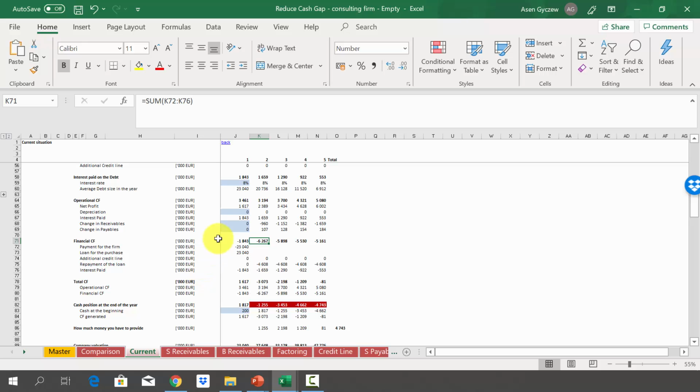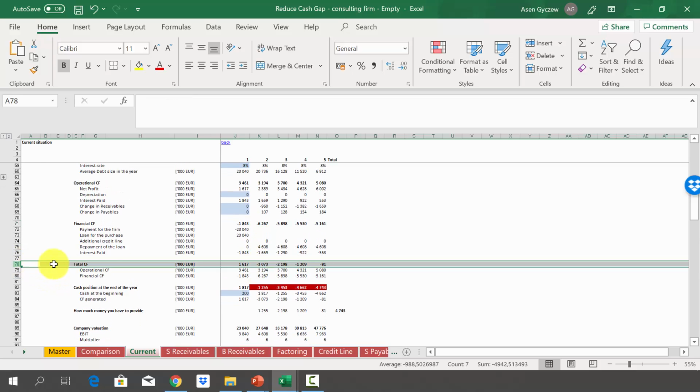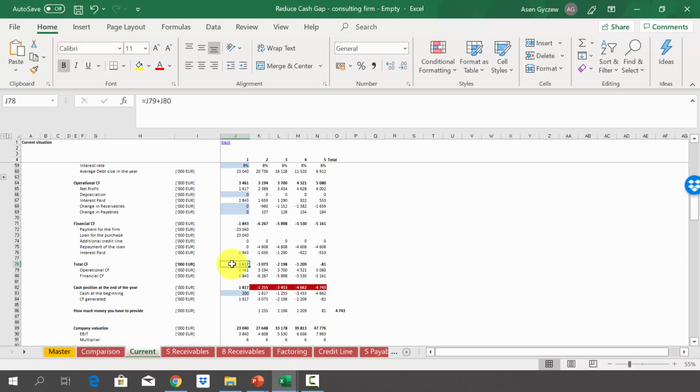This is mainly due to the fact that in the current scenario, we have to pay the interest and also the loan. So this helps us estimate the total cash flow. And this would suggest that first year we have generated positive cash flow of 1.6 million. But in the next years, we actually have a negative cash flow.